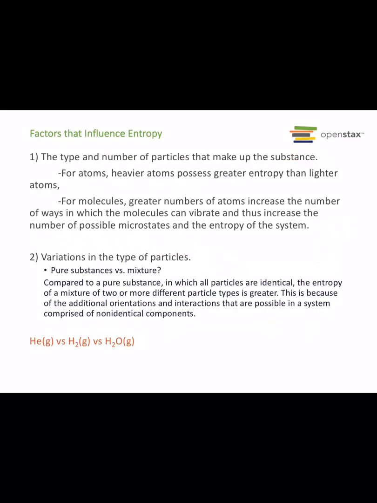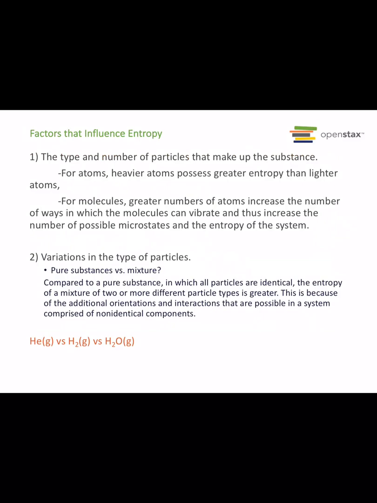So these are the other 2 factors that influence entropy. So we said the phase influences entropy and temperature, and this is supposed to be 3 and 4, but I put 1 and 2. So the third is the type and number of particles that make up a substance. For example, for atoms, heavier atoms possess greater entropy than lighter atoms.